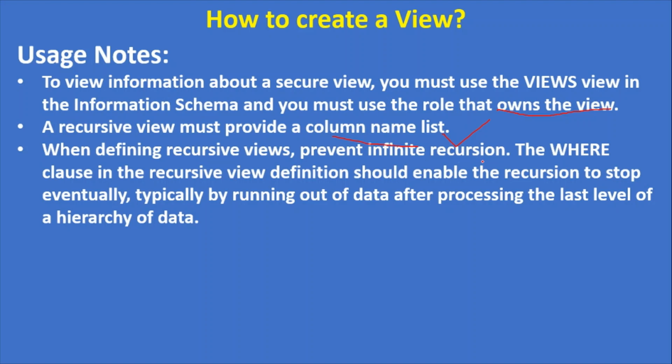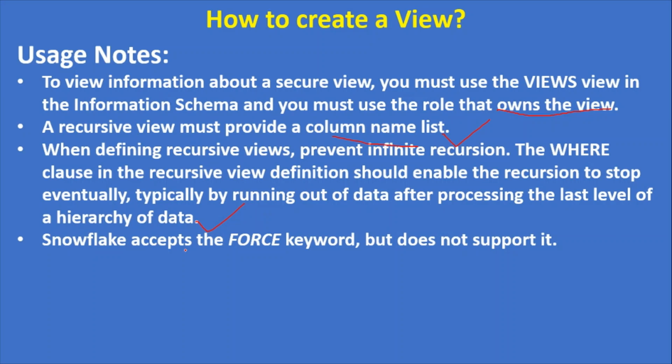When defining a recursive view, prevent infinite recursion. Generally, recursion means that sometimes it will call the same program within itself, and it will go into an infinite loop. To avoid that, the where clause in the recursive view definition should enable the recursion to stop eventually, typically by running out of data after processing the last level of a hierarchy of data. So after reaching the last level of the hierarchy, we have to use the where condition as part of your recursive view.